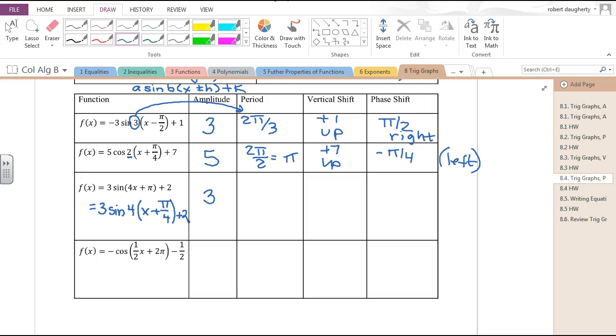So the amplitude is 3. What's the period? It's 2 pi divided by what? 4, which is pi over 2. And what is the vertical shift? Yeah, it goes up 2. And then the phase shift is what? Left. So it can be written as negative pi over 4, or you can write it as pi over 4 to the left. Either way. Those mean the same thing.